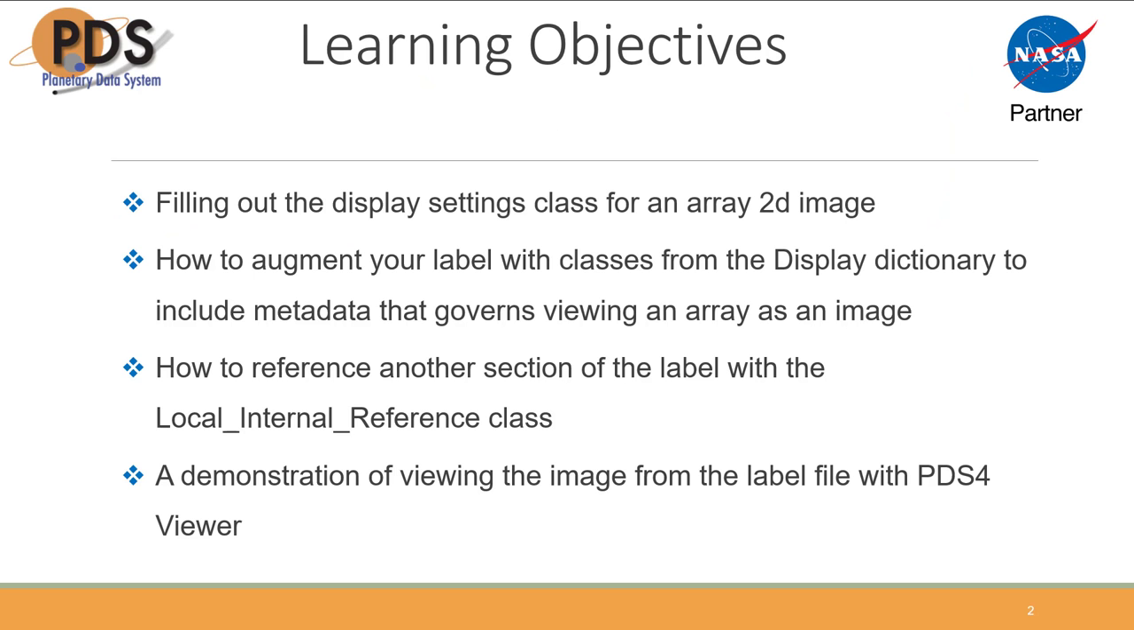In this video, we will cover filling out the Display Settings class for an Array 2D image, how to augment your label with classes from the Display Dictionary to include metadata that governs viewing an array as an image, how to reference another section of the label with the local internal reference class, and we'll give a demonstration of viewing the image from the label file in PDS4 Viewer. Feel free to pause or go back in this video at any time.